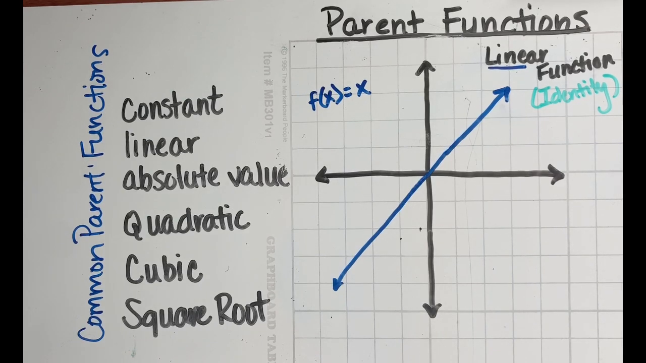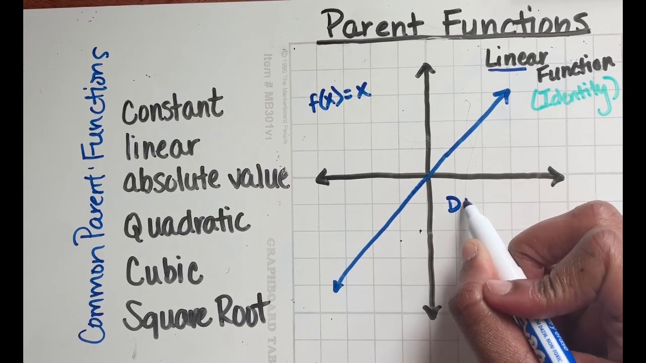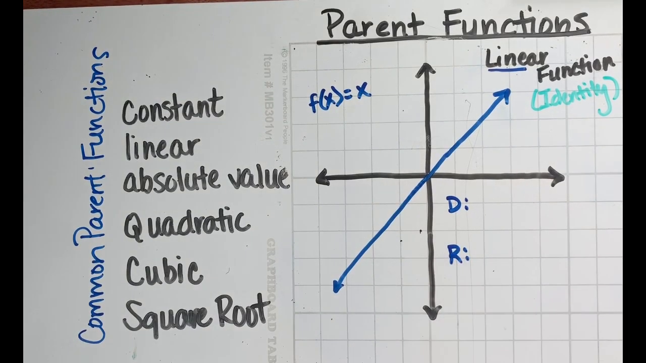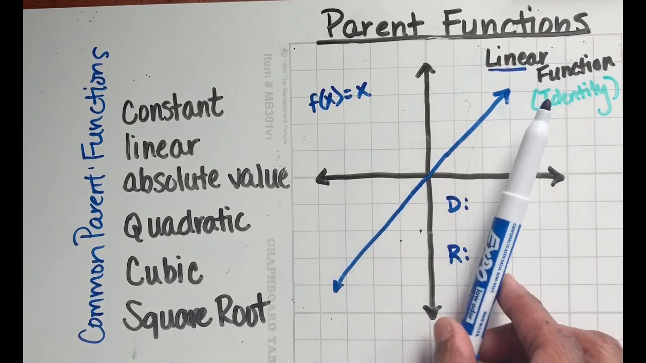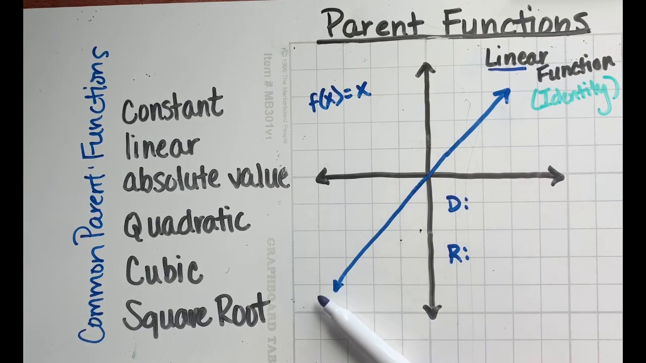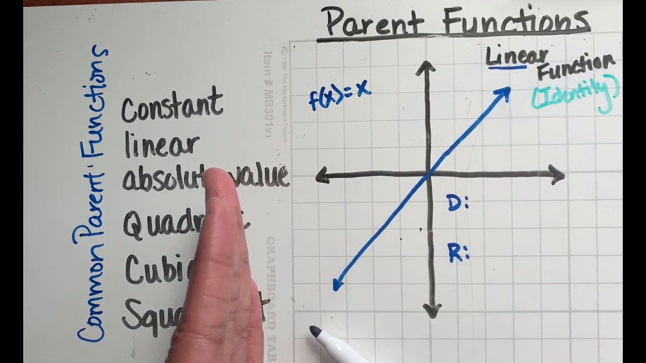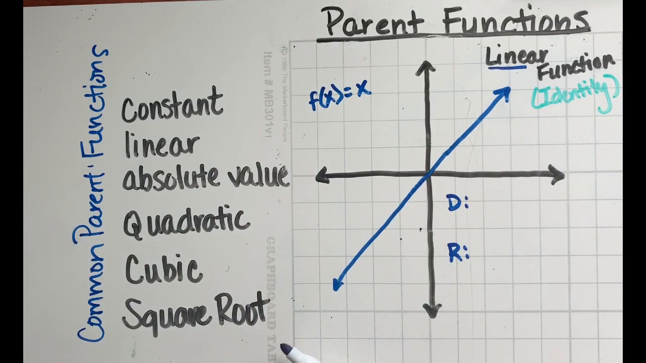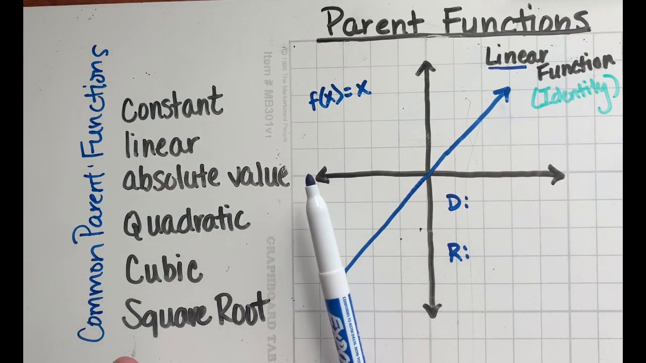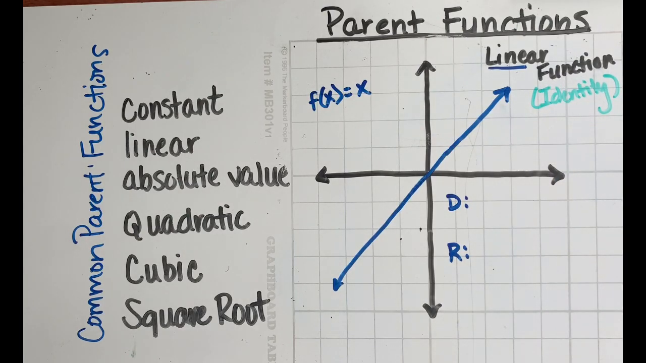Now, let's look at our domain for this particular graph. Our domain is our x values and then our range is our y values. If I'm looking at how far left this graph goes, notice that as it goes down, it's moving more to the left. So it's going to go to the left forever. Now, how about to the right? It's going to keep going up and to the right, so it's going to go to the right forever.